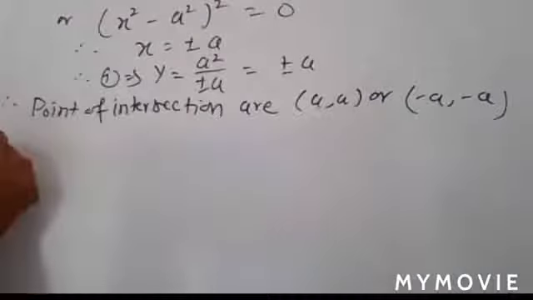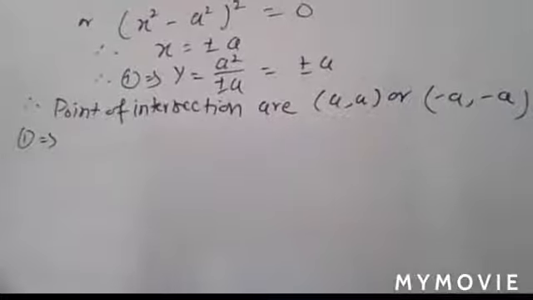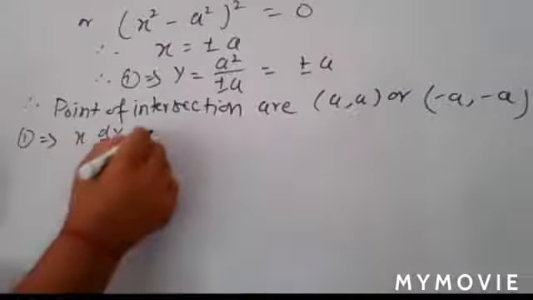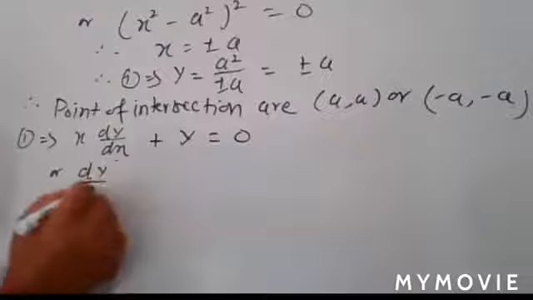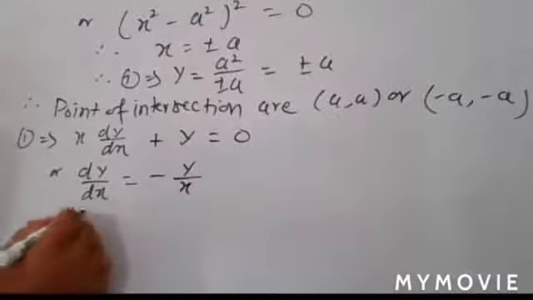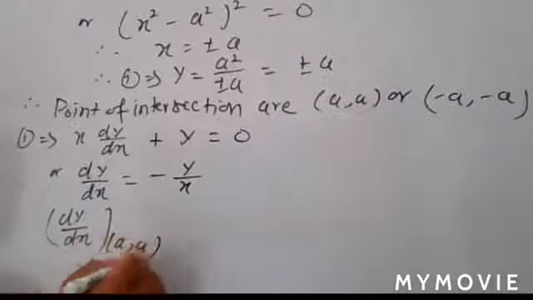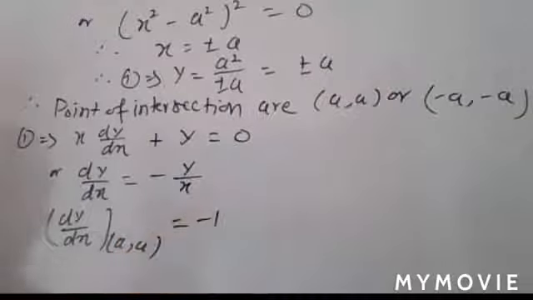Okay, so take the first curve and differentiate it. Here you apply the product rule: x into dy by dx plus y is equal to 0. So the value of dy by dx is equal to minus y upon x. So the value of dy by dx at the point a is minus 1.